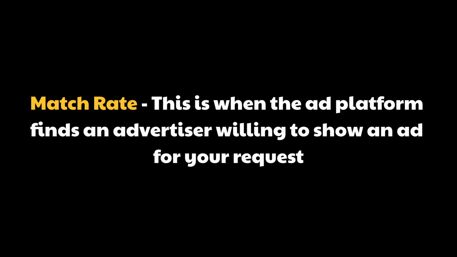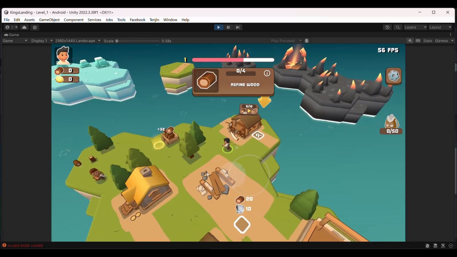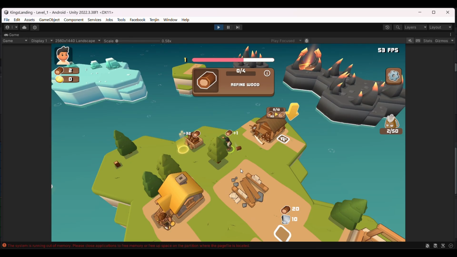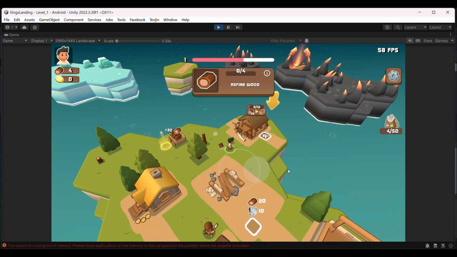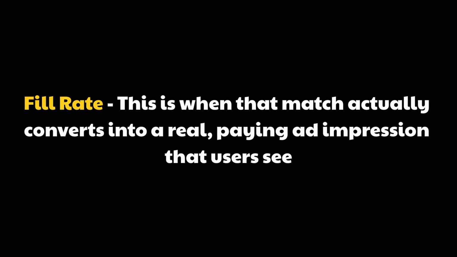Here's what's really interesting about these numbers. But let me explain a couple of key terms first. Match rate. This is when the ad platform finds an advertiser willing to show an ad for your request. AdMob had a 99% match rate, meaning they found advertisers for almost every request. Fill rate. This is when that match actually converts into a real paying ad impression that users see.